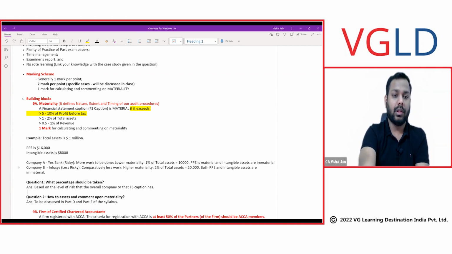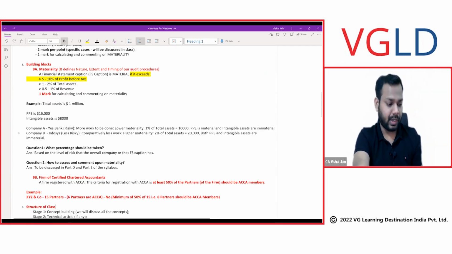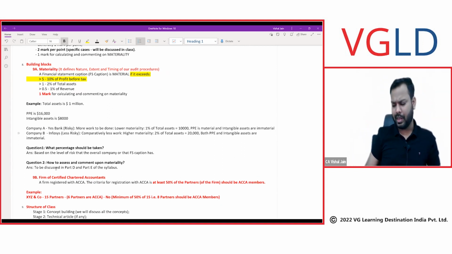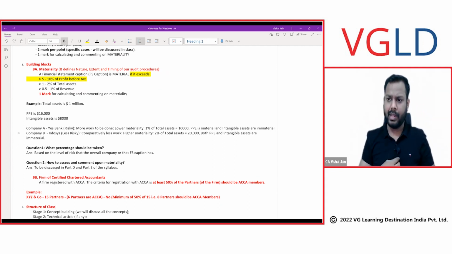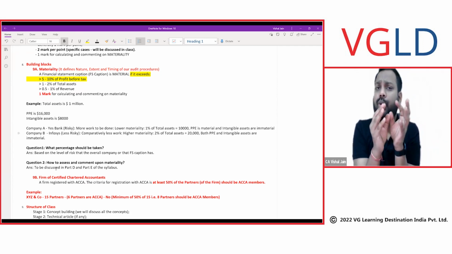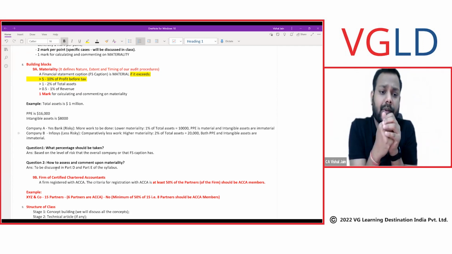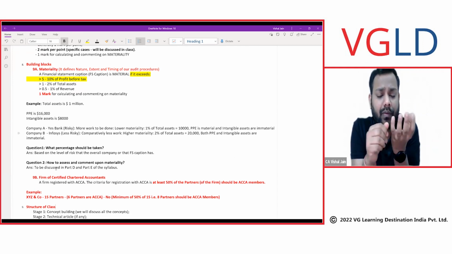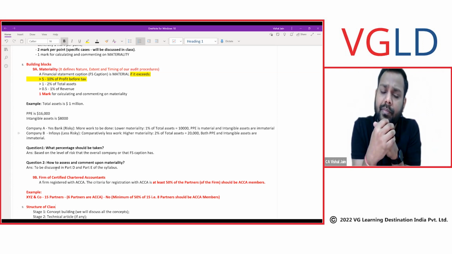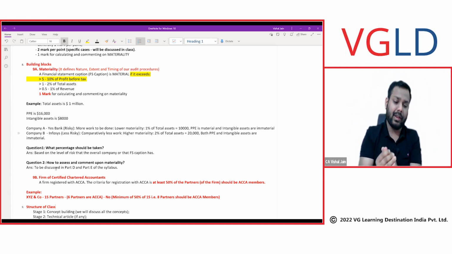Now, the second building block is a firm of certified chartered accountants. Let's suppose I start with a very, very basic background. In India, let's suppose there is a firm where a few CAs and a few graduates have entered into partnership. Can we call that firm a CA firm? Tell me, can we call it a CA firm?